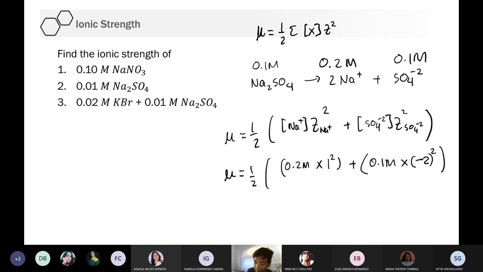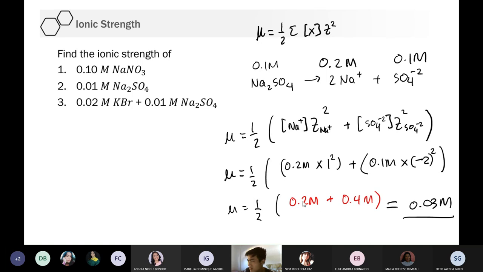Solve na natin yung mu. So mu is equals to 1 half. What's 0.2 times 1 squared at 0.2 molar lang din yan. About this one, 0.1 times negative 2 squared. What's negative 2 squared? 4 times 0.1 at 0.4. Okay. And this will be equal to 0.3 molar. Okay. Bakit naging ganon? Kasi, 0.2 plus 0.4 is 0.6 divided by 2, you get 0.3 molar. So, this is the ionic strength of the second solution. Okay. So, that's the ionic strength of this solution.